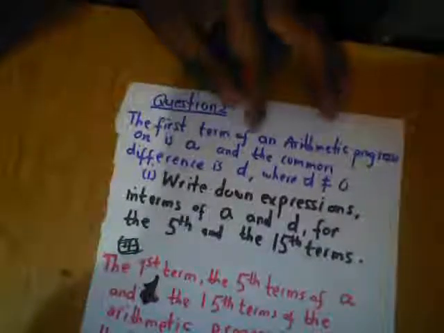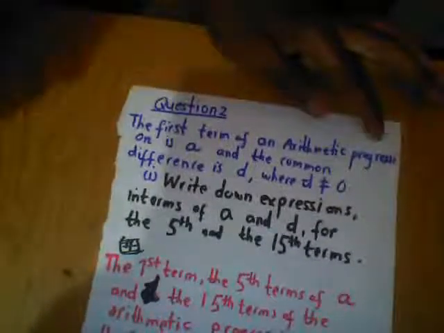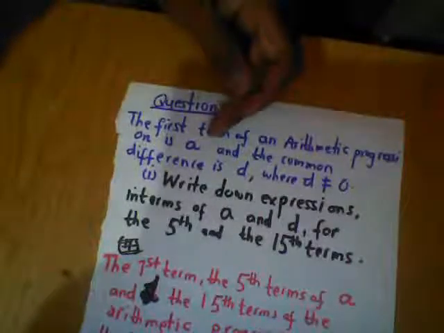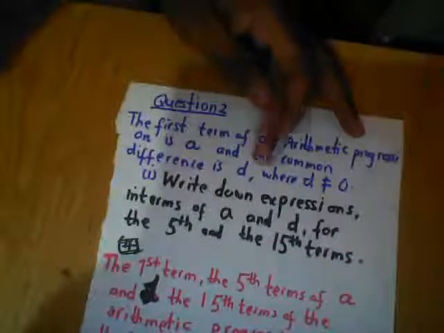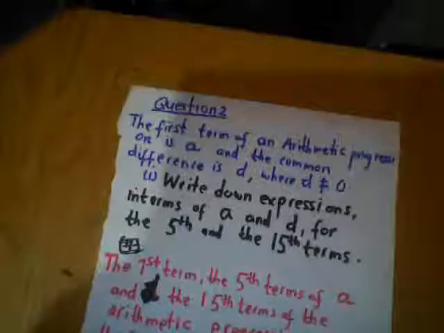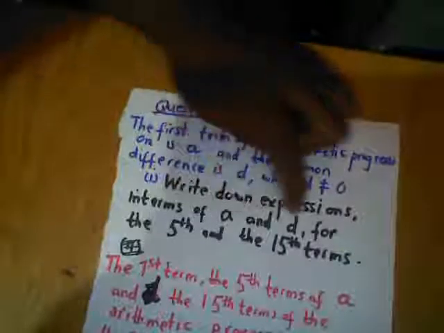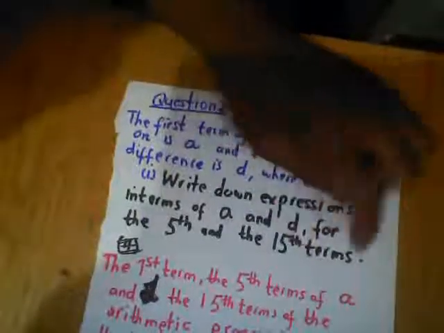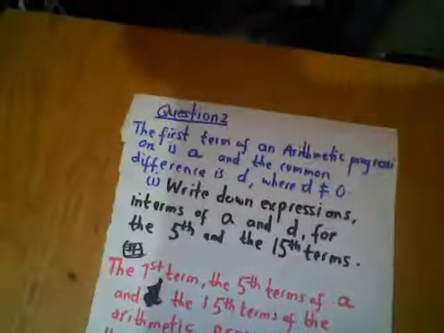The question says the first term of an arithmetic progression is A, and the common difference is D, where D is not equal to 0. Write down the expression in terms of A and D for the 5th and the 15th terms. Okay, let's get back to the business. I'll push this aside a little bit.